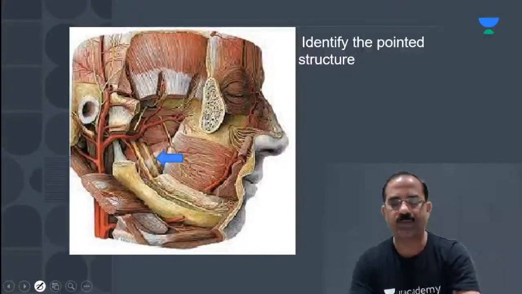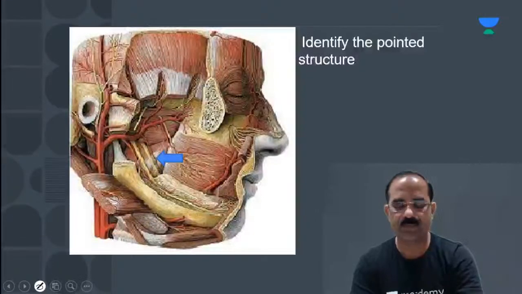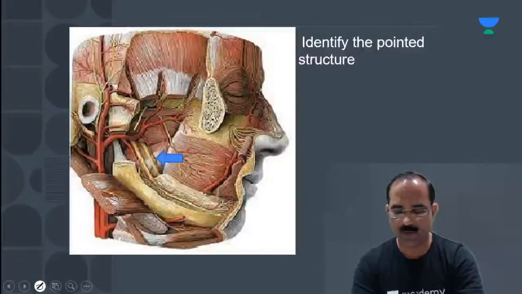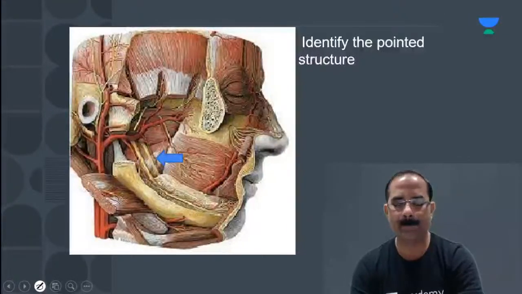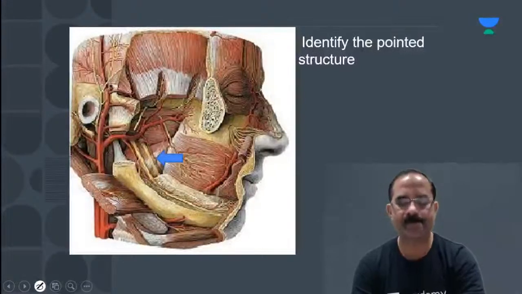Yes, very good. Very good. Identify this pointed structure. Anyone?